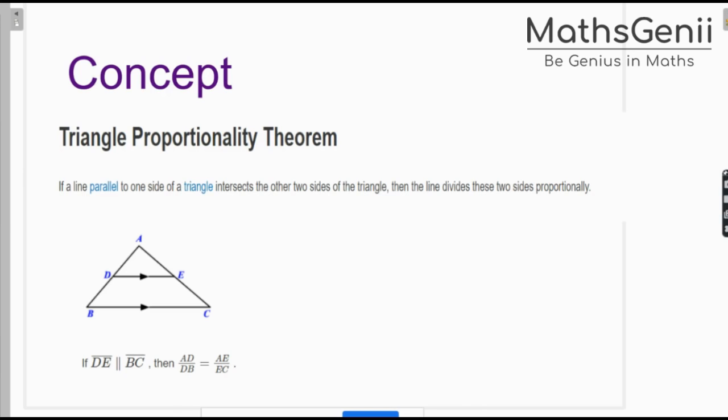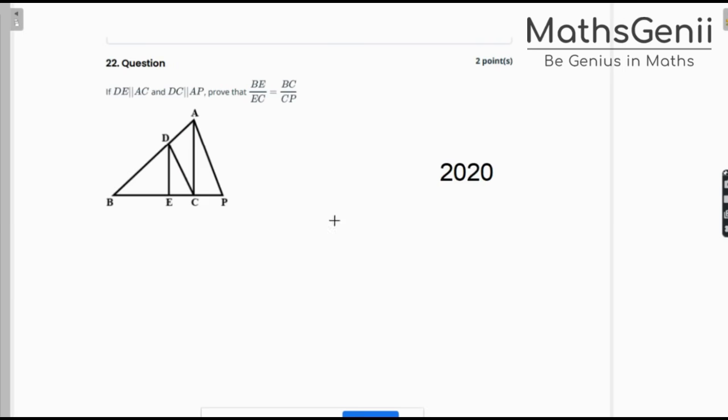Before that, I would like to quickly explain one concept. If a line parallel to one side of the triangle intersects the other two sides of the triangle, then the line divides these two sides proportionally. What does that mean? If in a triangle, for example, here DE is parallel to BC, then according to this property, AD upon DB will be equal to AE upon EC.